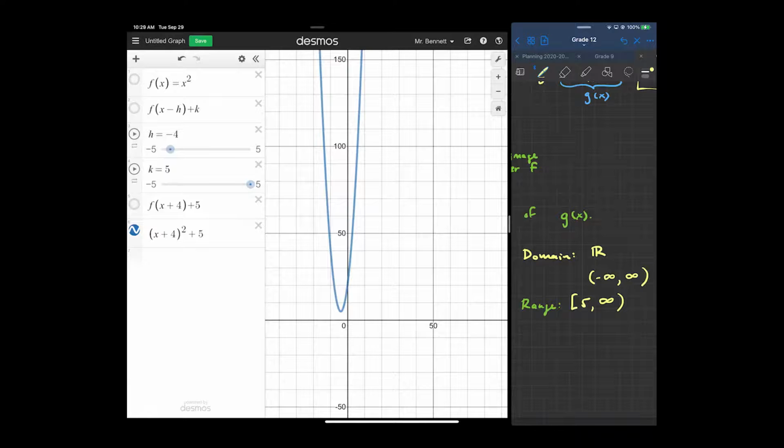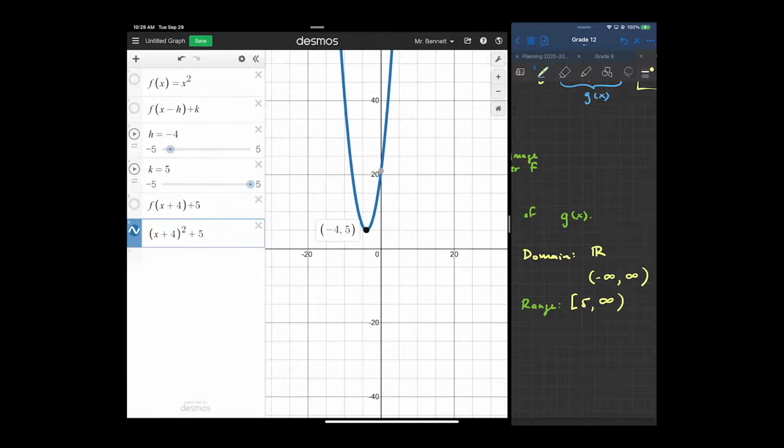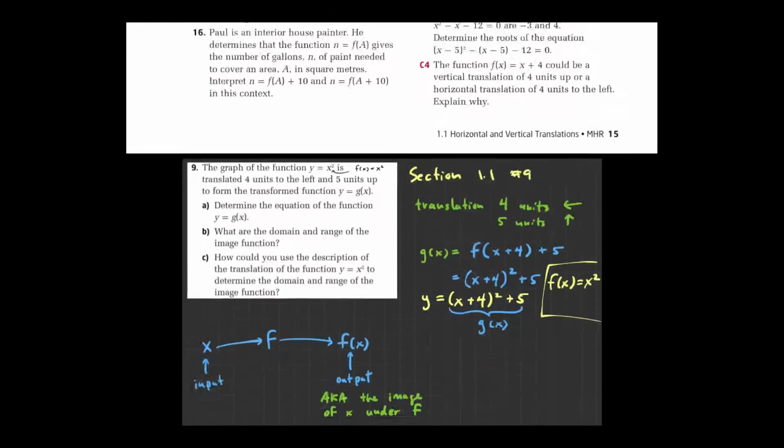Okay. However, the range, you can see that I don't get any y values that are underneath that vertex. So there's a vertex of the quadratic. It's at -4, 5. So I'm not going to get anything underneath that. So all of my values are going to be above that. So my range is going to be all the values from +5 all the way up to infinity. So there's my domain and range. What do we have next?